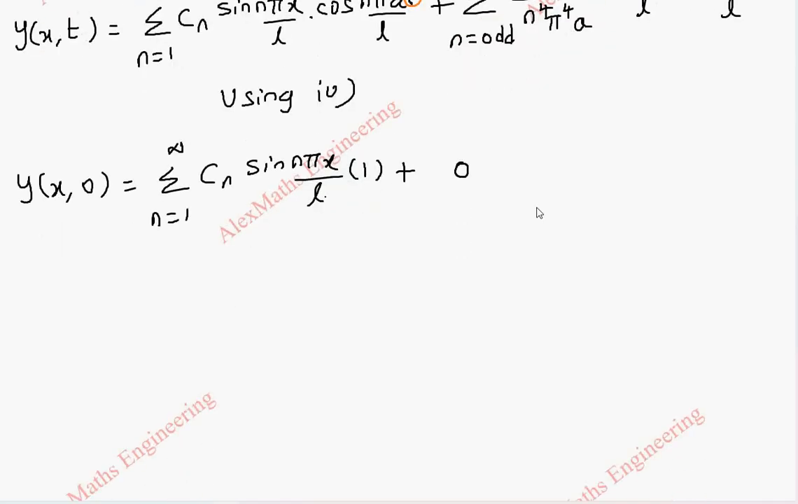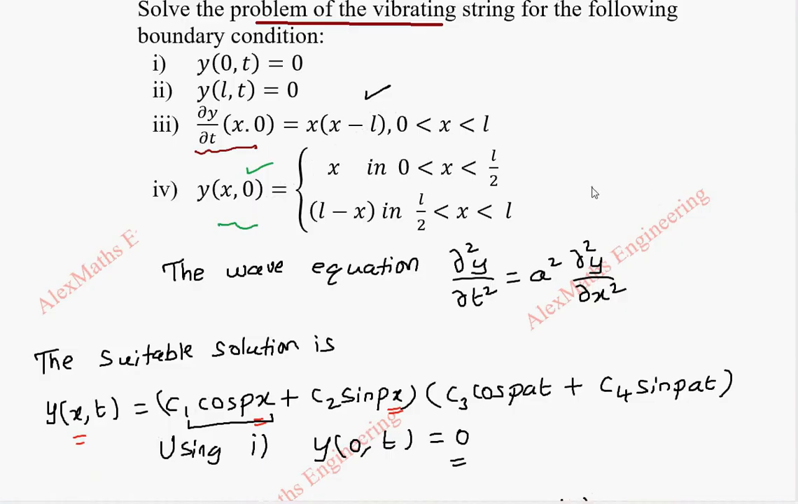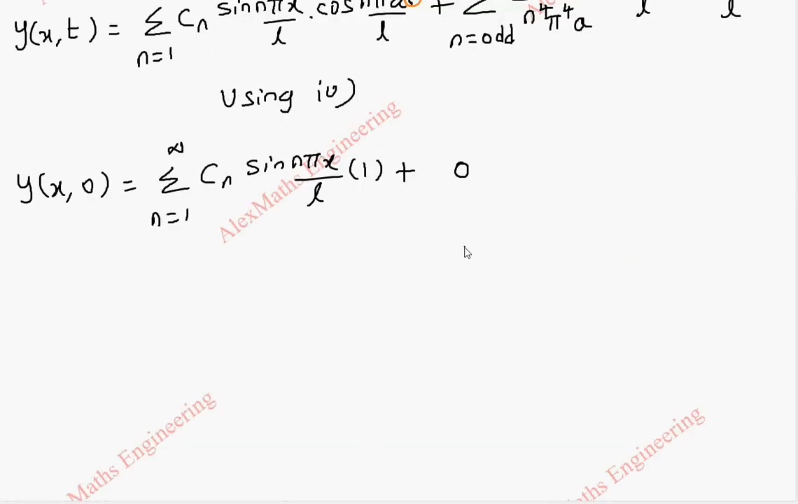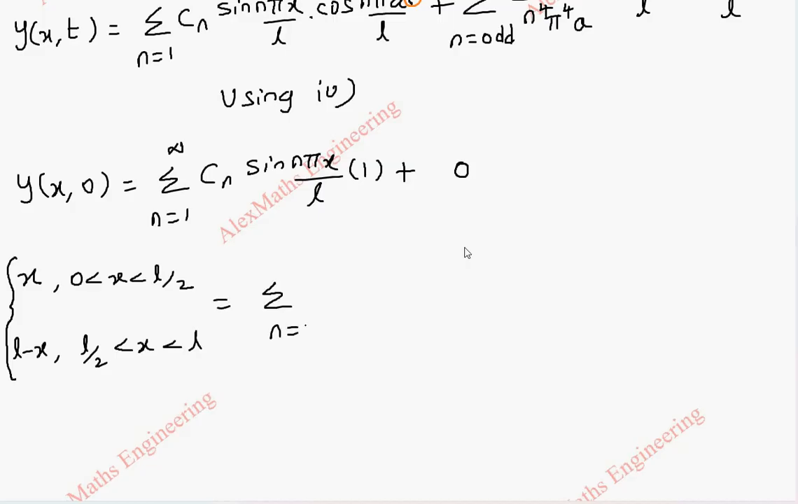But the condition is y of x comma 0 is we have a function x and L minus x from 0 to L by 2 and L by 2 till L. So let's write it here. This is x when 0 less than x less than L by 2 and L minus x when L by 2 less than x less than L. So this is the function, and here we have summation n is from 1 to infinity Cn into sin n pi x by L we have.